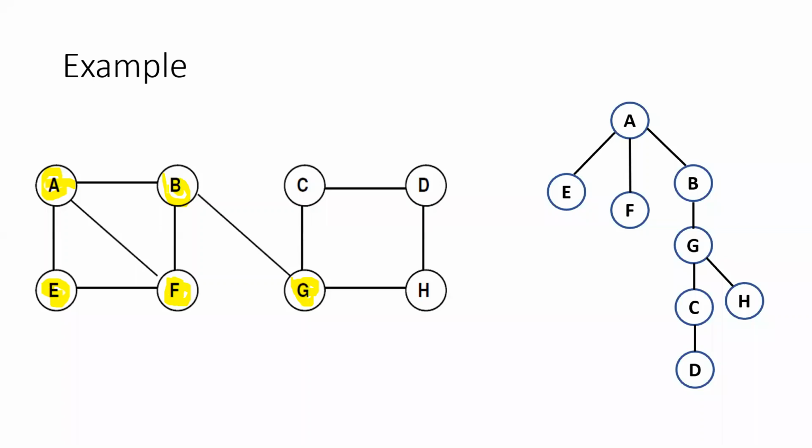Now which is in front of the Q? E is in front of the Q. So what are the adjacent vertices of E? Adjacent vertices are A and F, ma'am. They are already visited. So we have to delete E from the Q. Now which is in front of the Q? Then F is in front of the Q.